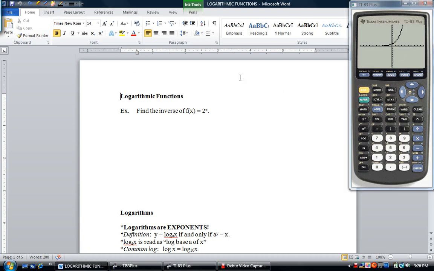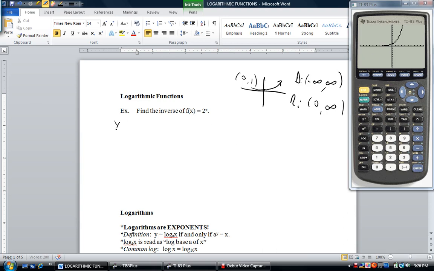This one does pass the horizontal line test. Let's talk about this graph for a second or two. Now this is how it looks. This point is 0, 1. We know that the domain from left to right is negative infinity to positive infinity. We know the range gets closer to 0, but it never gets there. So it's parentheses 0, and it goes up forever to infinity. So it does have an inverse.